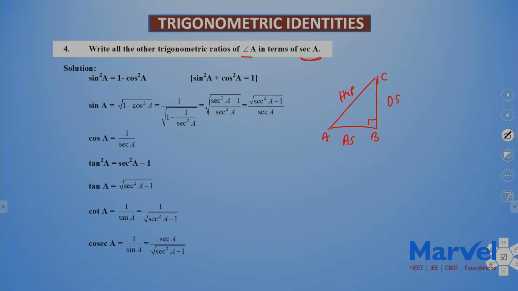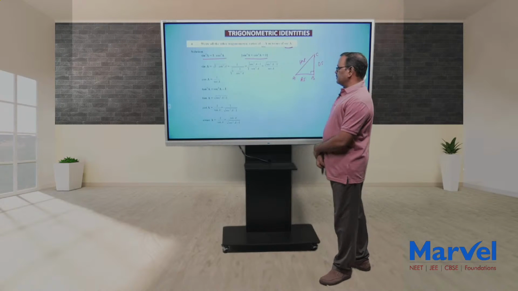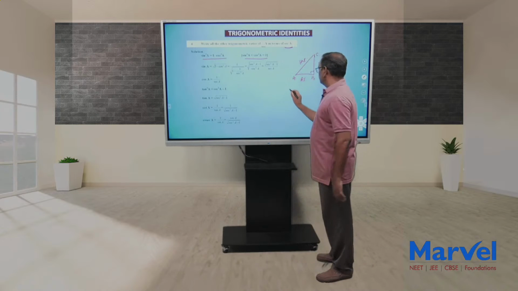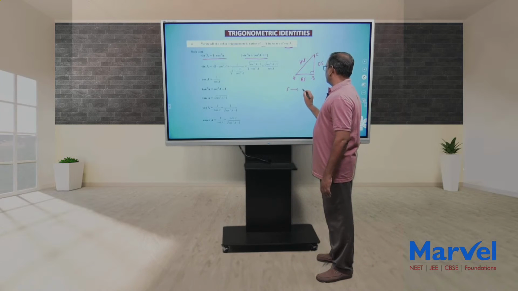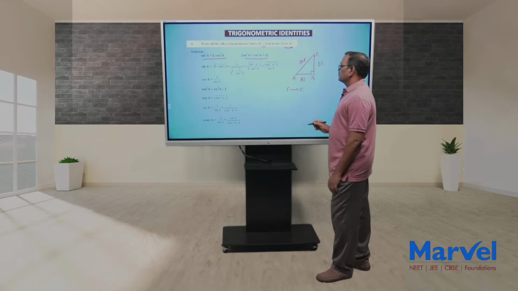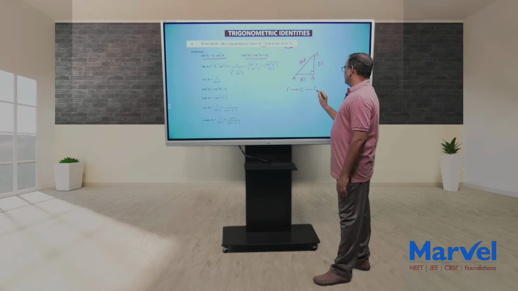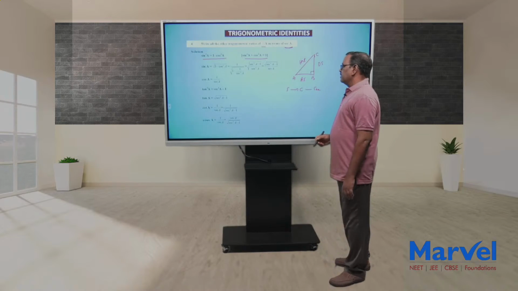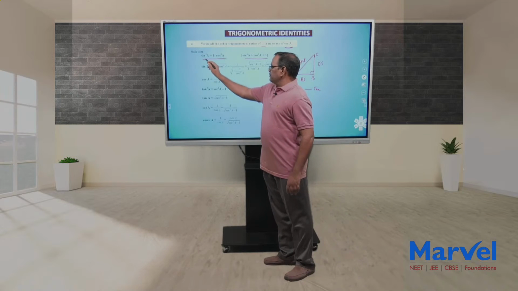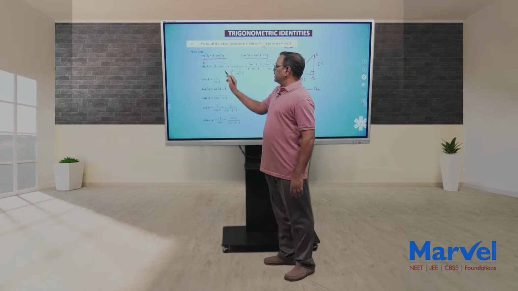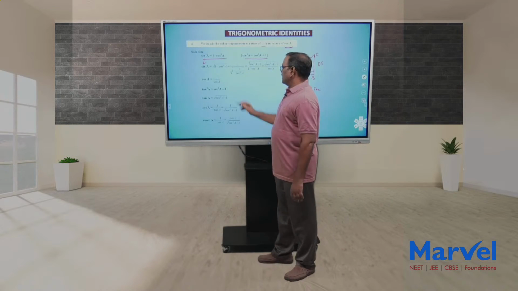In terms of secant A, first sin square A equal to 1 minus cos square A, from the identity sin square A plus cos square A equal to 1. Now first convert sin in terms of cos, then cos in terms of secant. What is sin A equal to? From this, sin A equal to root of 1 minus cos square A.